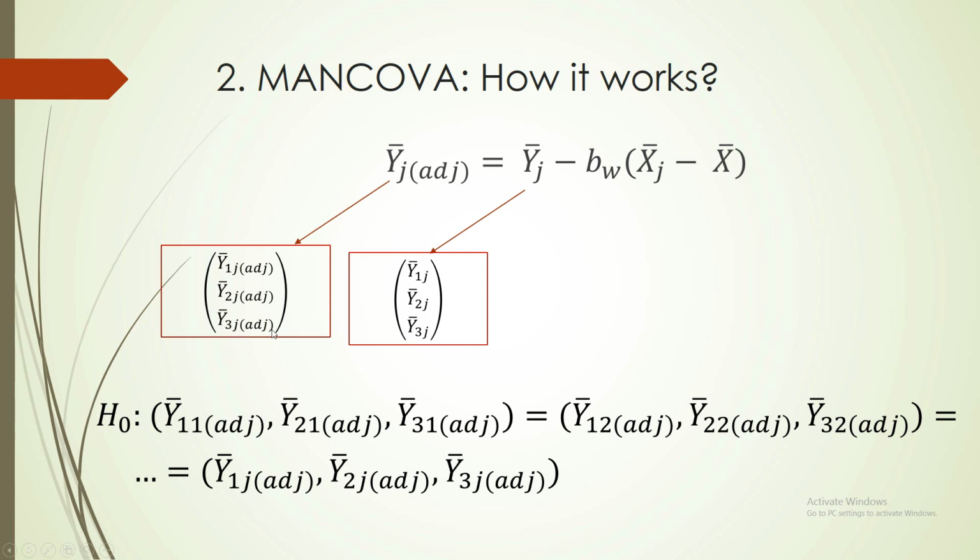So what we do is, for the null hypothesis that we're testing, we assume that the adjusted mean vectors for each group are the same. There's nothing different between them. So this is the mean vector for all 3 outcome variables for group 1, this is for group 2, and this is for group J, and there are J number of groups in this case.